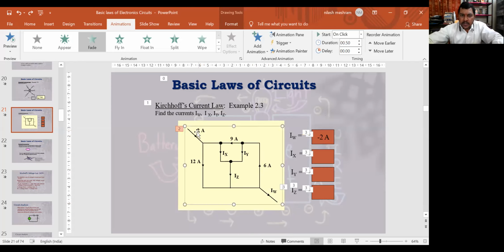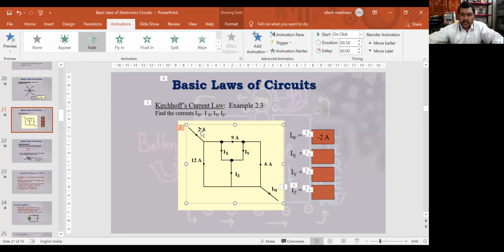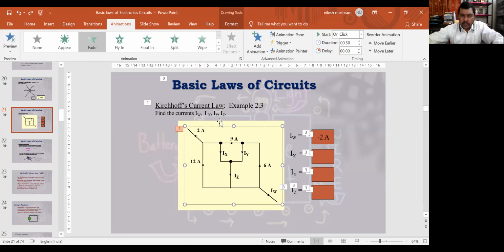This is the current which should be positive, I guess. So this is positive, and the arrow should be inside it. So this arrow is opposite. So it is entering this circuit, and this is leaving this circuit, IW. So the same current should leave. So 2 ampere is the current which is entering this circuit. So IW is leaving the circuit. That is why I have taken it minus 2 ampere. So this is taken as positive, and this is taken as minus 2.